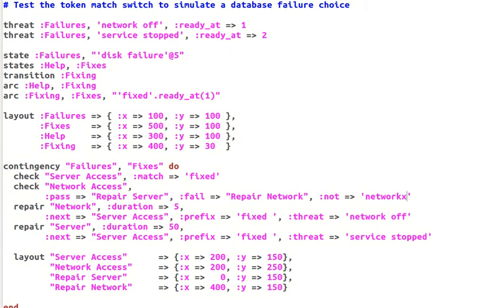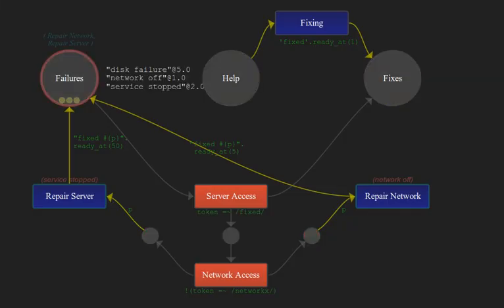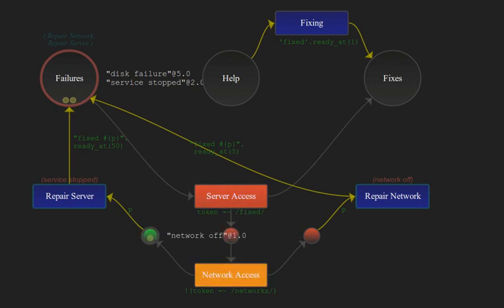Let's make a mistake in that. Network X. Let's reload this. And now we'll see that when the network threat comes down here, it will not get sent to the repair network, it will get sent to the repair server because it no longer matches this. Let's start the simulation and watch that happen. Got sent to repair server and repaired.